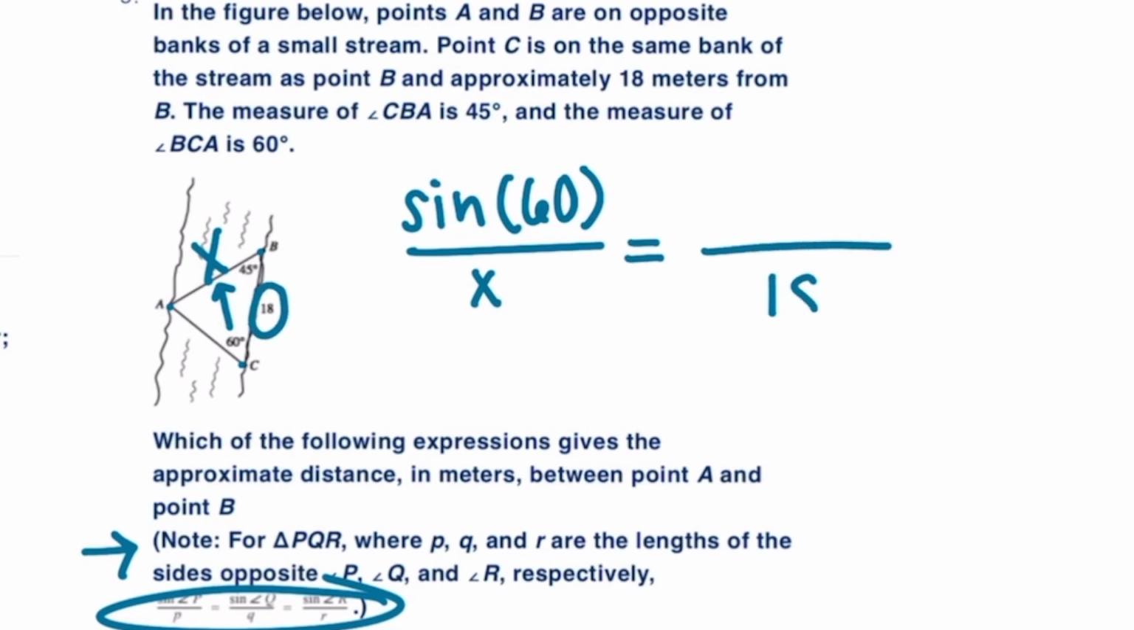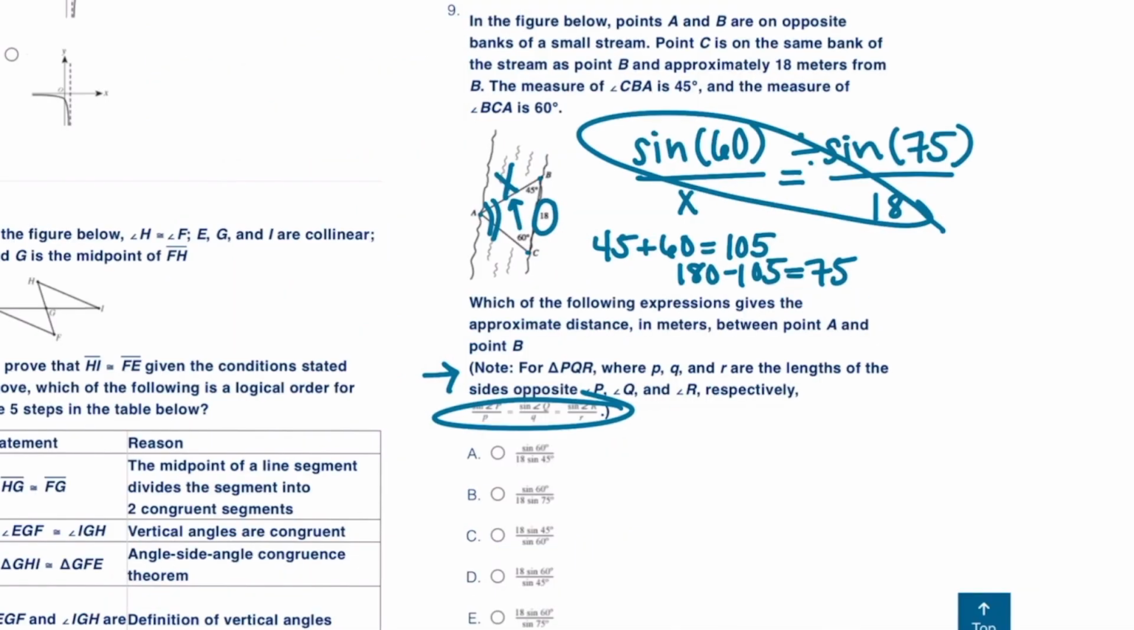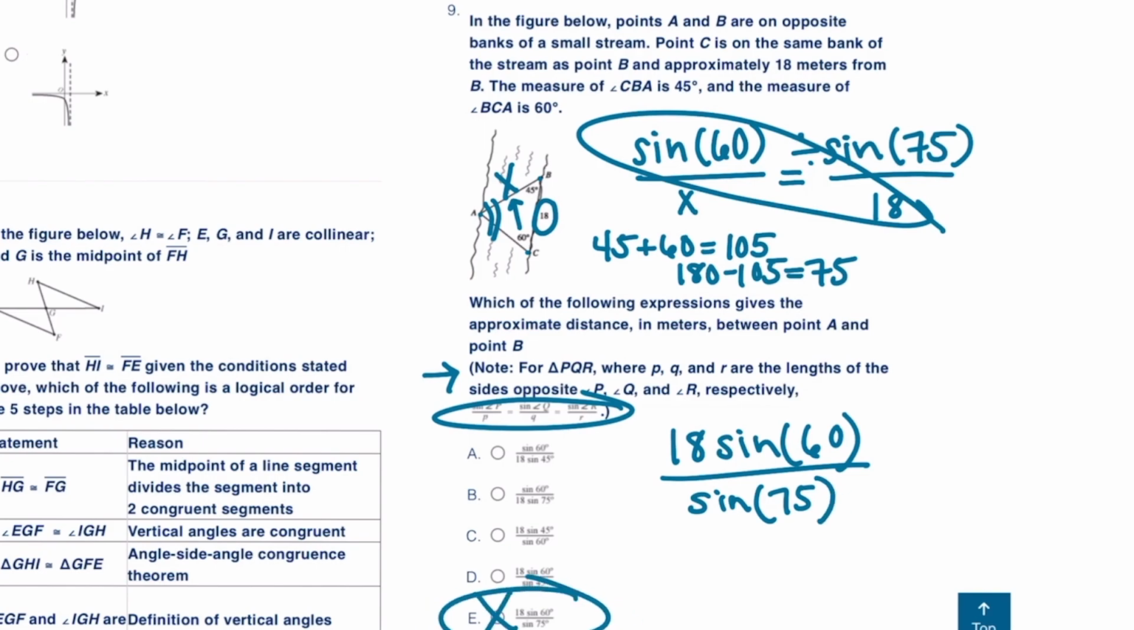And then we're also given the side of 18, which we don't know that angle, but we do know our other angles are 60 and 45, and that a triangle makes 180 degrees total, so it would have to be 75. Now we just use proportions, so cross multiply and divide. Sine of 60 times 18 divided by sine of 75, which gives us option E.